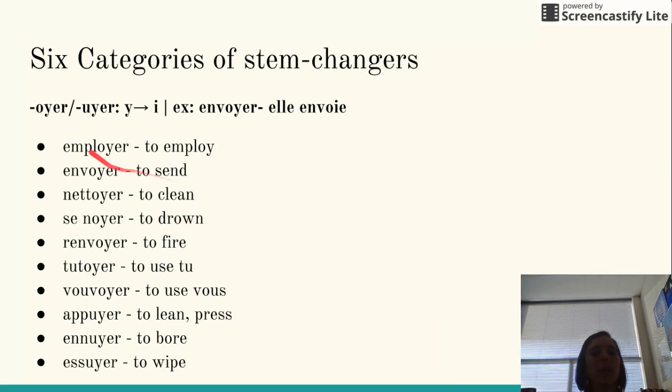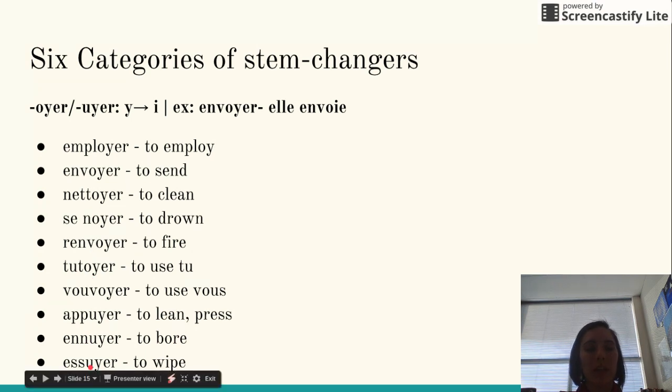Our next category is OYER or UYER verbs. We're going to take that Y coming before the ER and turn it into an I. So we have the example envoyer, and it turns into the elle form, elle envoie. You see, I changed the Y to an I, and I have my elle form ending. Some examples: employer, envoyer, nettoyer, se noyer, renvoyer, tutoyer, vouvoyer, appuyer, ennuyer, and essuyer.